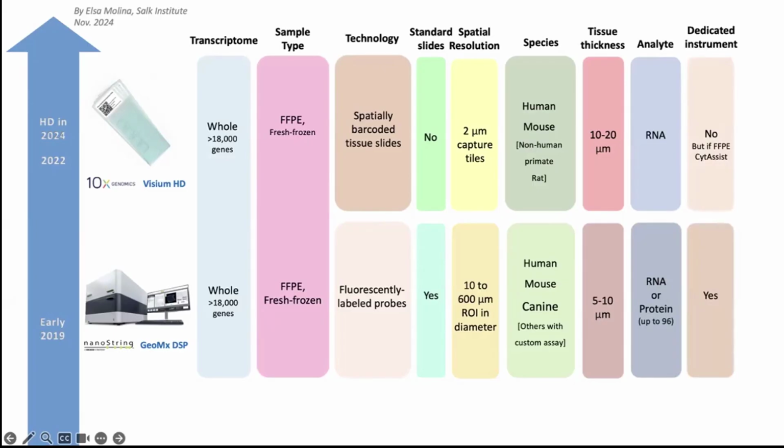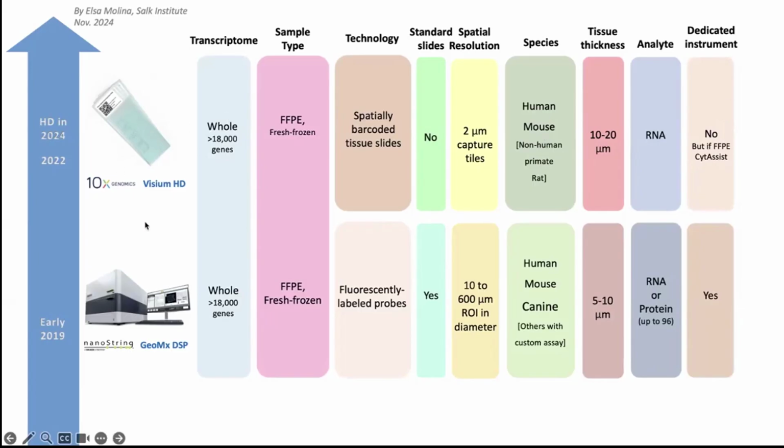And do you need a dedicated instrument? So yes, for the GeoMx, because this is the instrument. For Visium HD, you can actually use only protease-only slides, and then it's only a reagent for fresh frozen. But if you have FFPE tissue, you will need to purchase the CytAssist to transfer your tissue on the slide.